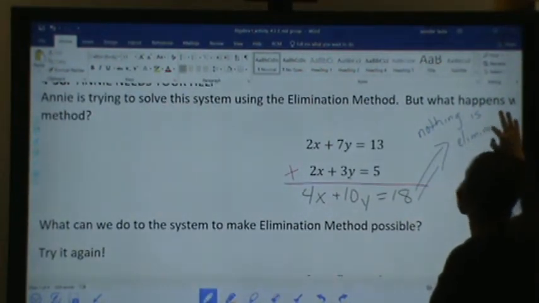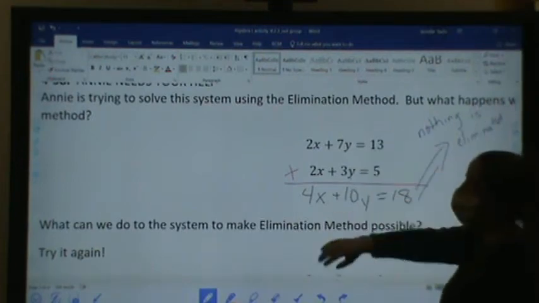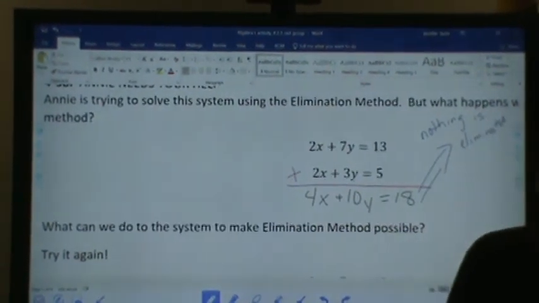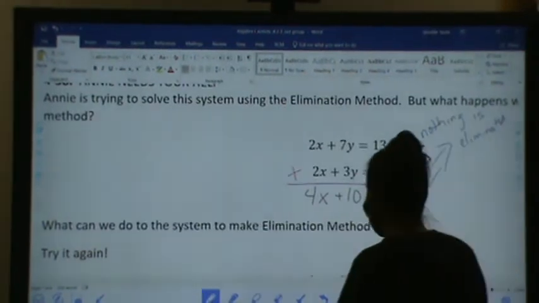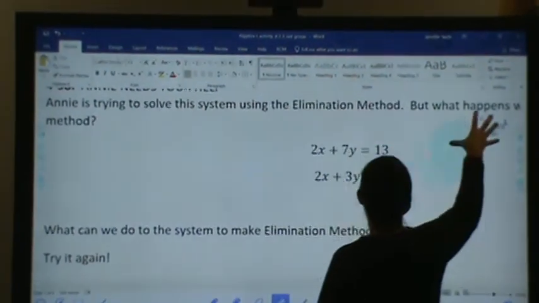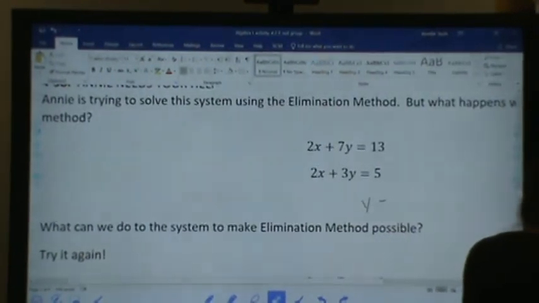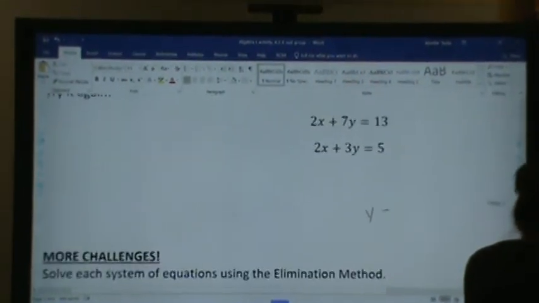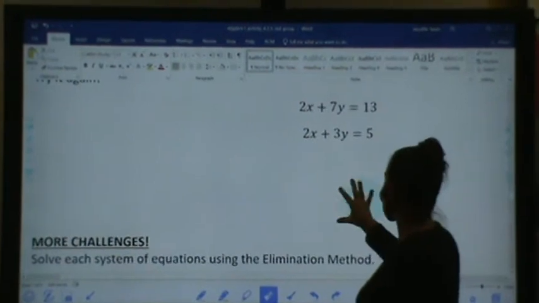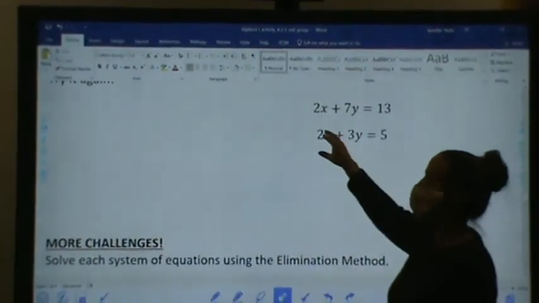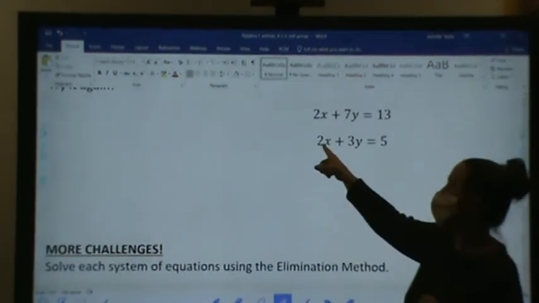So what do you guys think? Does that mean that I can't use elimination method? Do I have to go back and use something else? Yeah, absolutely. We can. Okay, so on this second round right here, what would have been perfect? If we were, let's get rid of the x's. What would have been perfect if I could get rid of the x's? What would this x need to be?